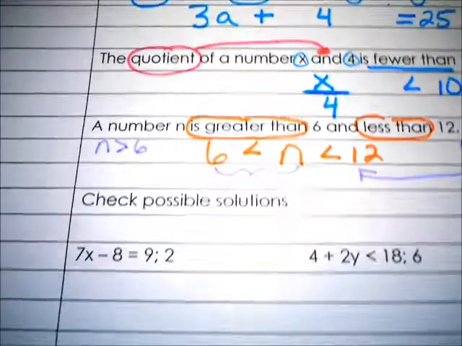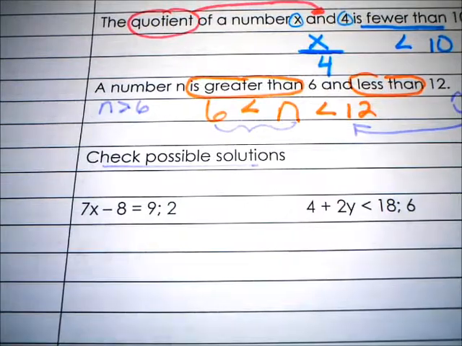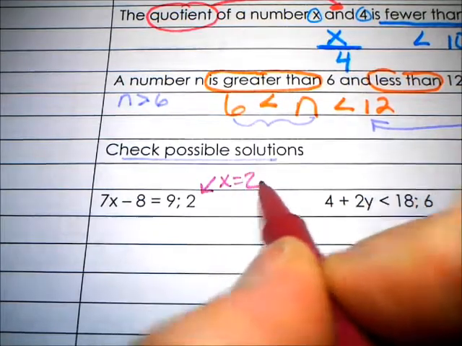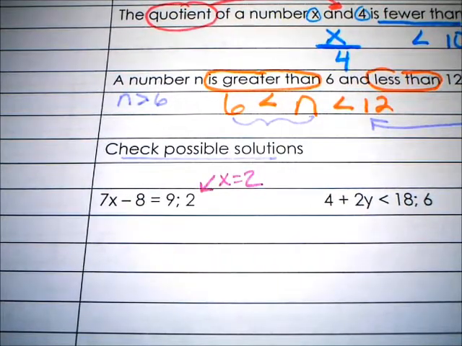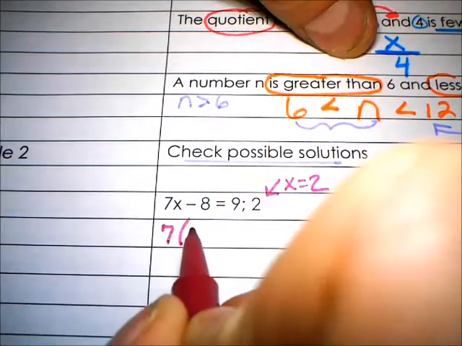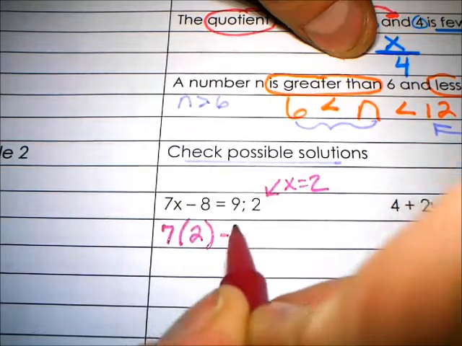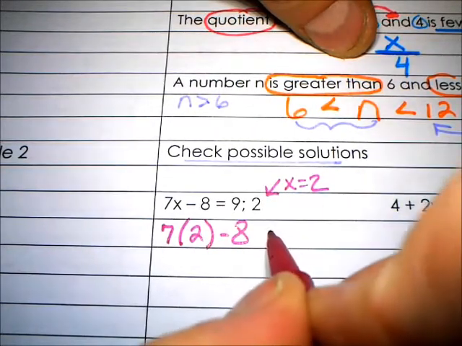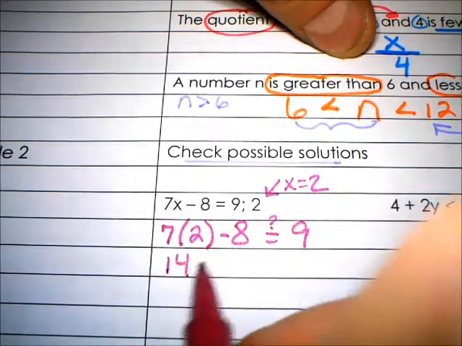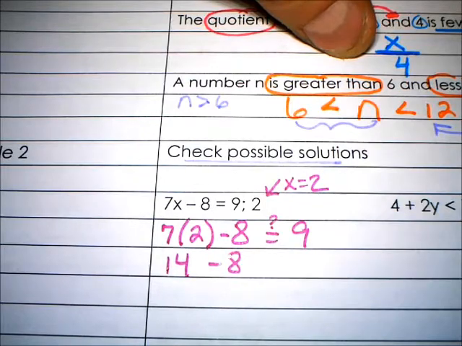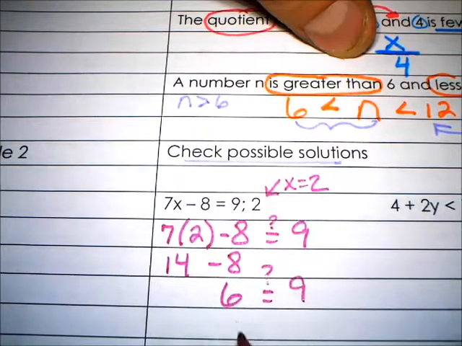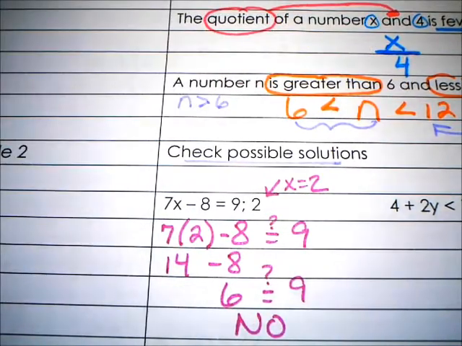Alright, the next set of examples, it says we want to check for possible solutions. So if I'm looking at my problem, this number on the end, they're saying that is what x equals. They're saying x equals 2. And we're going to check to see if it is true or not. So that means I'm going to plug it in. Remember, two numbers together means it's actually multiplying. So I'm going to do 7 times 2 minus 8. And then we're going to check to see if it equals 9. 7 times 2 is 14 minus 8. 14 minus 8 is 6. Does 6 equal 9? That is no, it's not a solution.